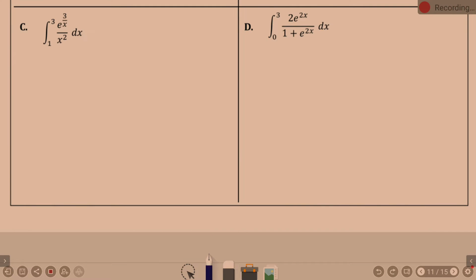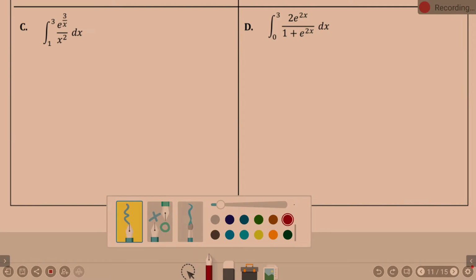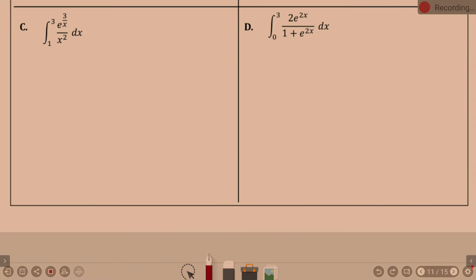C. It's a fun one. Thoughts? Pause and give you guys thought. If I just tell you, I don't know how much you're learning. Thoughts on what u is going to be?